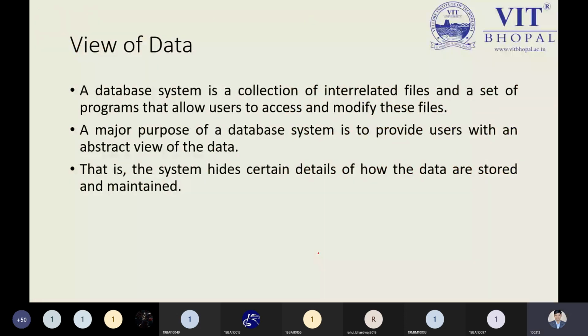Now a point comes to mind, that is the view of the data. So what is the view of the data? Here you can read a few points. I will share this PPT with you for theoretical purposes. You can read it out. The view of data can be understood in a simple way.